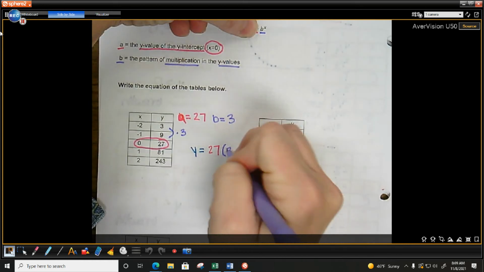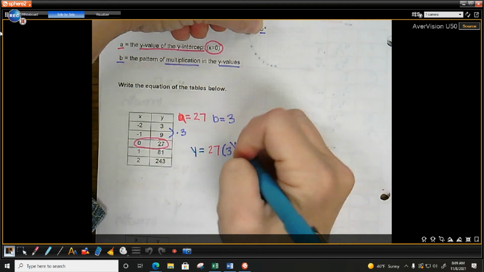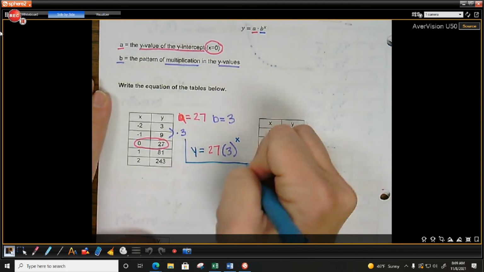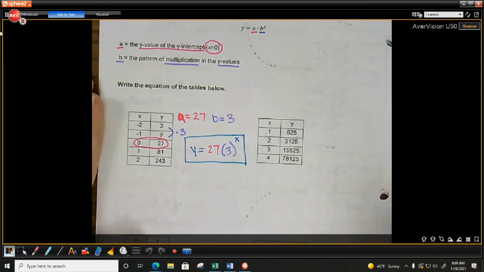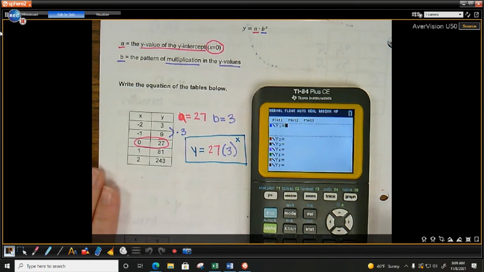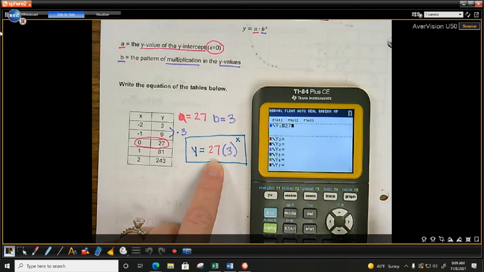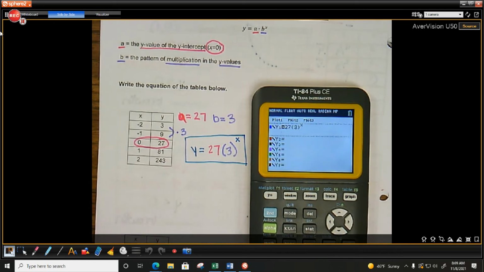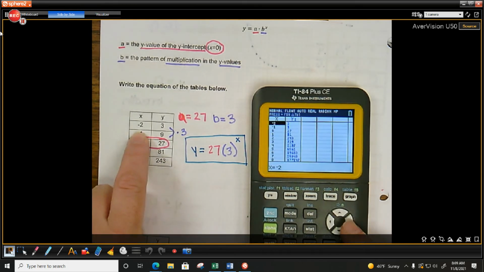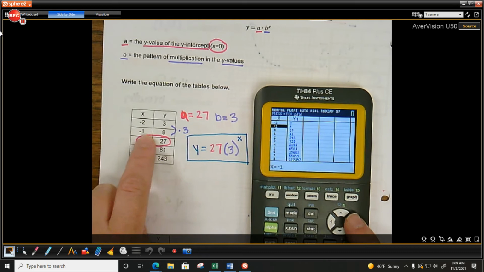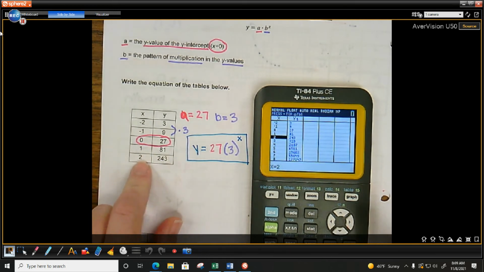Just like always, guys, can we put this in our calculator and pull up the table to make sure it matches? Yes, we should know if we get these right. So go to y equals, and I'm going to type in 27 times 3 raised to the x. Pull up your table. -2, 3. -1, 9. 0, 27. 1, 81. And 2, 243. Does my calculator match my table? We got the equation right. Good?